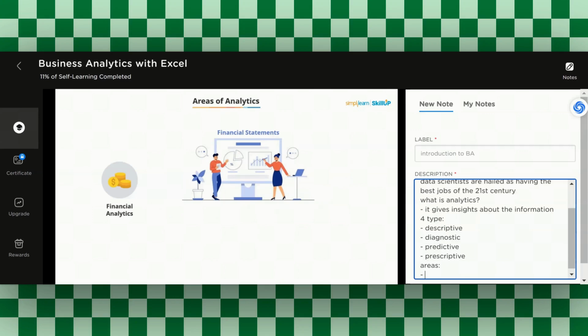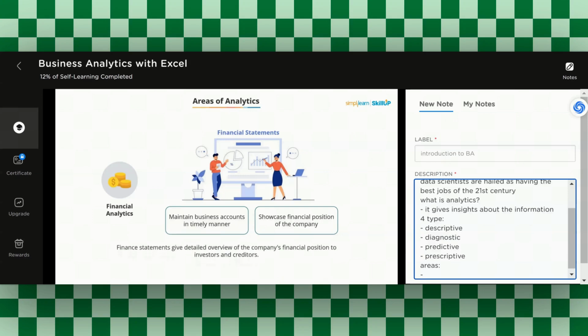Financial statements are reports prepared with the sole purpose of maintaining business accounts in a timely manner. These statements showcase the financial position of the company to the market stakeholders, shareholders, government, and general public. These statements give a clear and detailed overview of the company's financial position to investors and creditors as well.